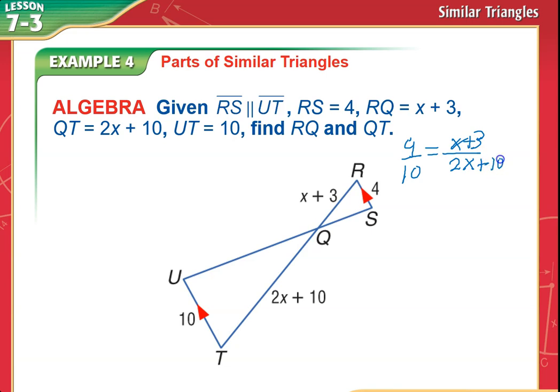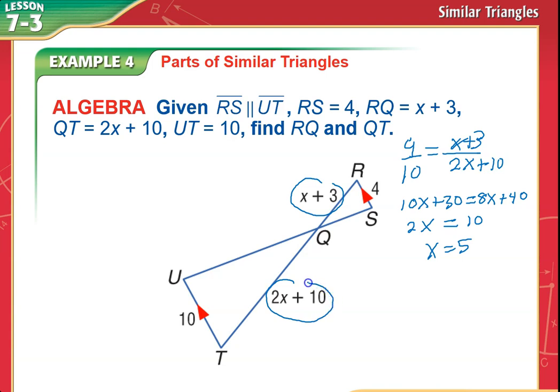And what can we do from here? I think we can cross multiply and get 10x plus 30 equals 8x plus 40. Subtract 8x from both sides and subtract 30 from both sides. And then divide by 2. It looks like we get x equals 5. Once we get x equals 5, we could put x equals 5 in here and get 8, and put x equals 5 in here and get 20.